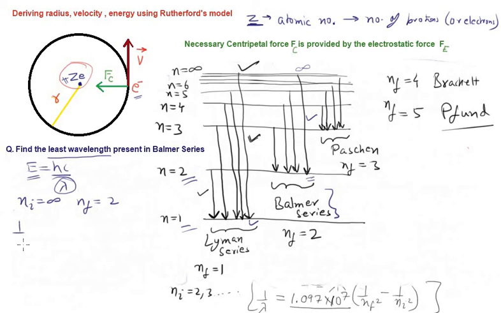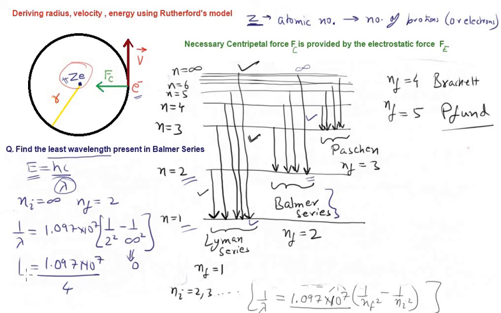We can find the value of wavelength by using the Rydberg formula. 1 by lambda is equal to R, where R is 1.097 into 10 to the power 7, into 1 by nf square, nf is 2, so 2 square, minus 1 upon infinity square. 1 upon infinity square will give you 0. So from here, 1.097 into 10 to the power 7 divided by 4 is 1 by lambda. So lambda will be the reciprocal of this value. You can calculate it.